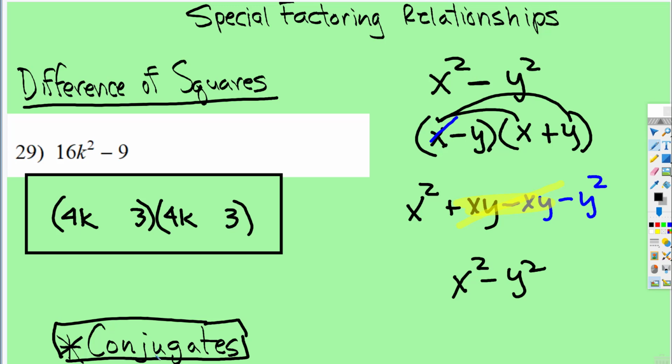And then they need to be conjugates. So one needs to be a plus sign, and one operator needs to be a subtract sign. And look at that, it doesn't matter which order. Okay, so this is difference of squares. It factors to two binomials that have the same numbers in them, just one's a positive, one's a negative.